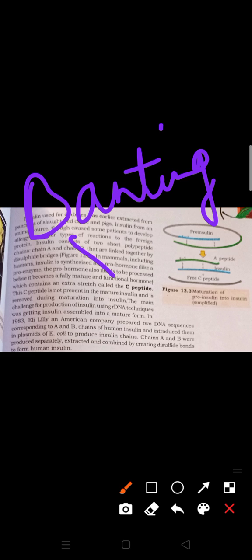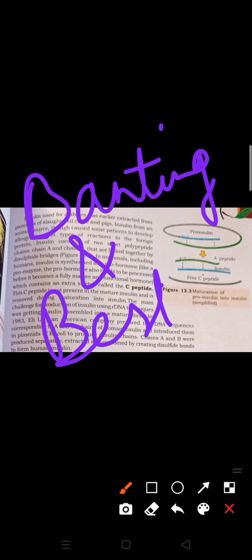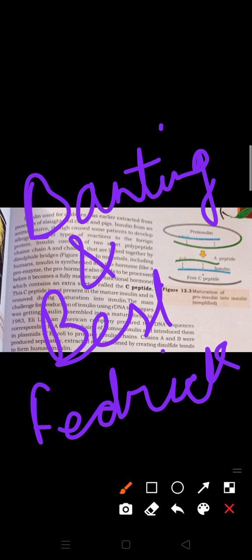One more important thing related to the discovery of insulin is the names of two scientists. Please note them down: Banting and Best. Banting and Best isolated insulin from a dog's pancreas. And Frederick Sanger gave the amino acid sequence for insulin. When the amino acid sequence was studied, it became very easy to produce artificial insulin.